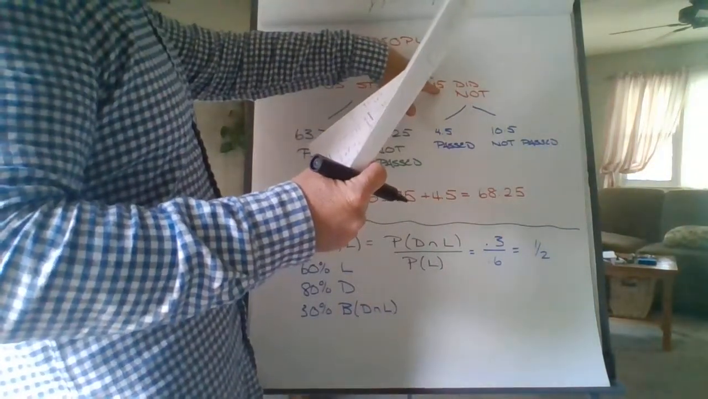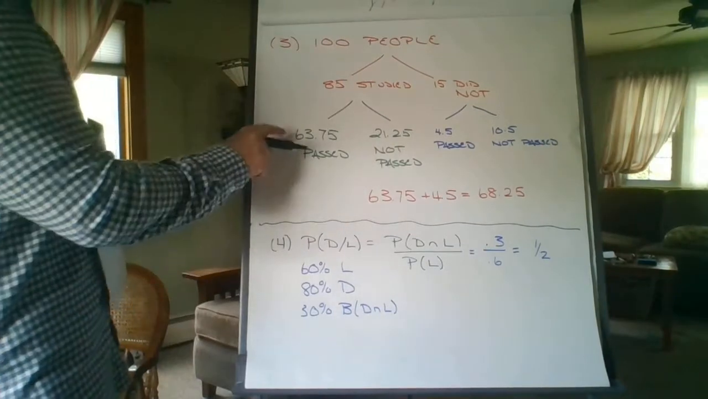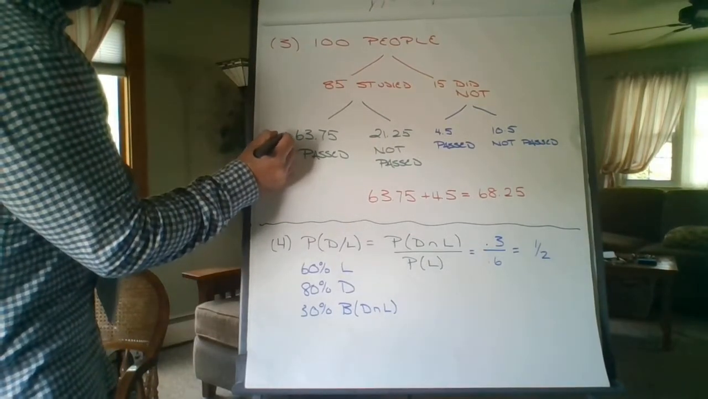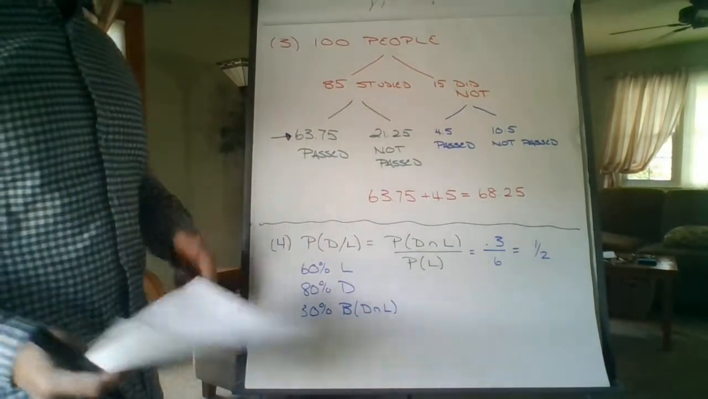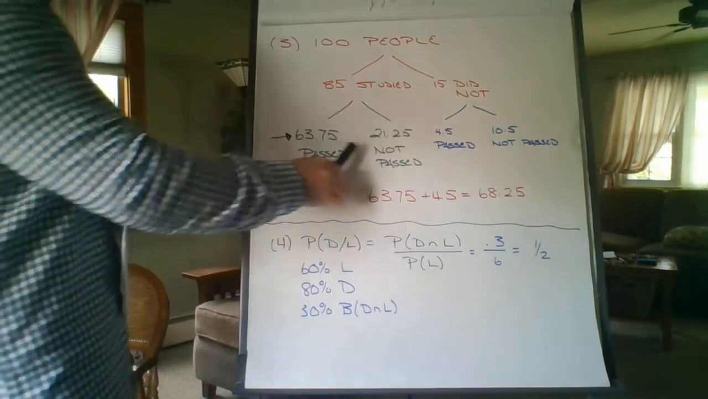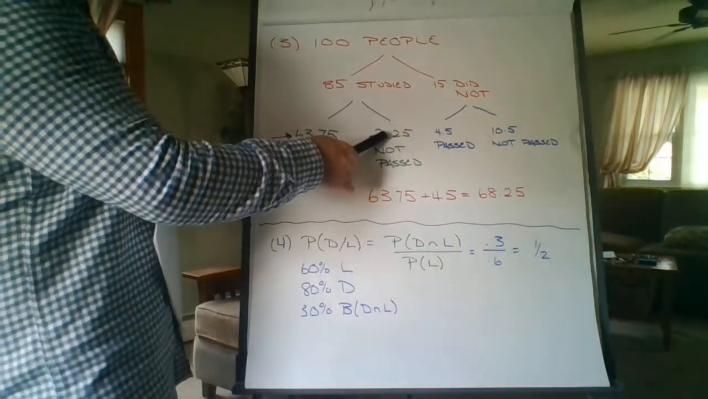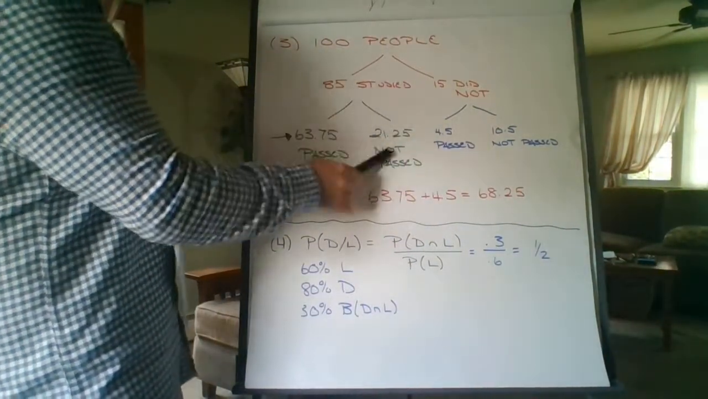It said of those that studied, 75% passed. So we would do 85 times 0.75. That gives us 63.75. Don't worry that it's a decimal. We're dealing with theoretical. 85 minus 63.75 is 21.25. That means, unfortunately, 21.25 of the people, theoretically, who studied did not pass.